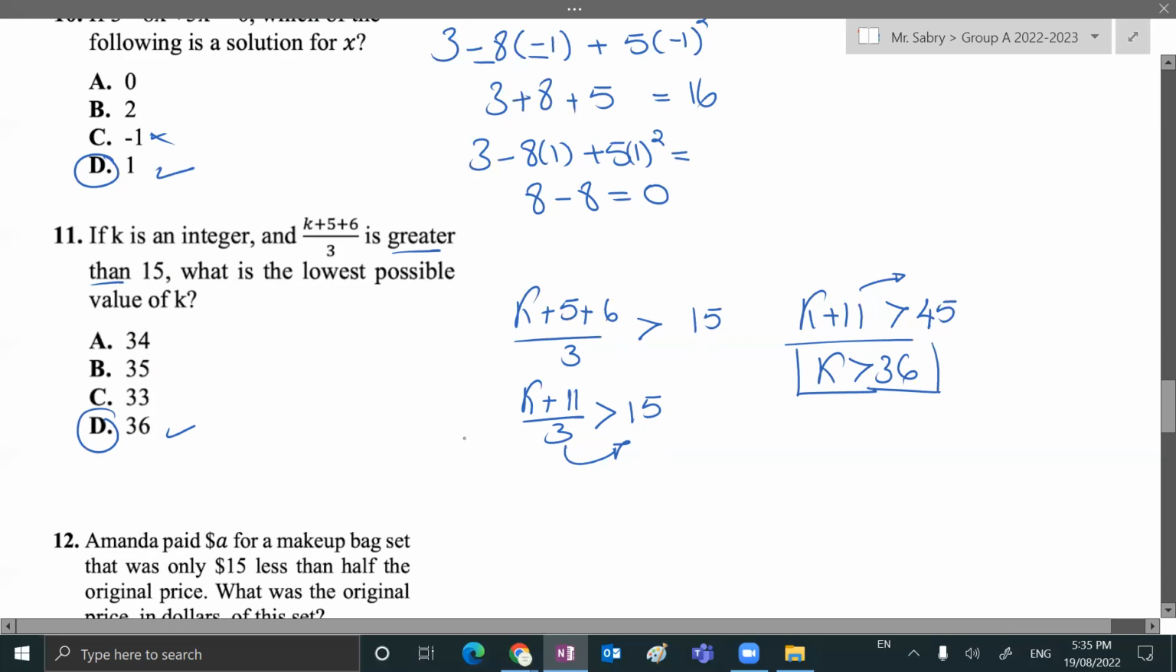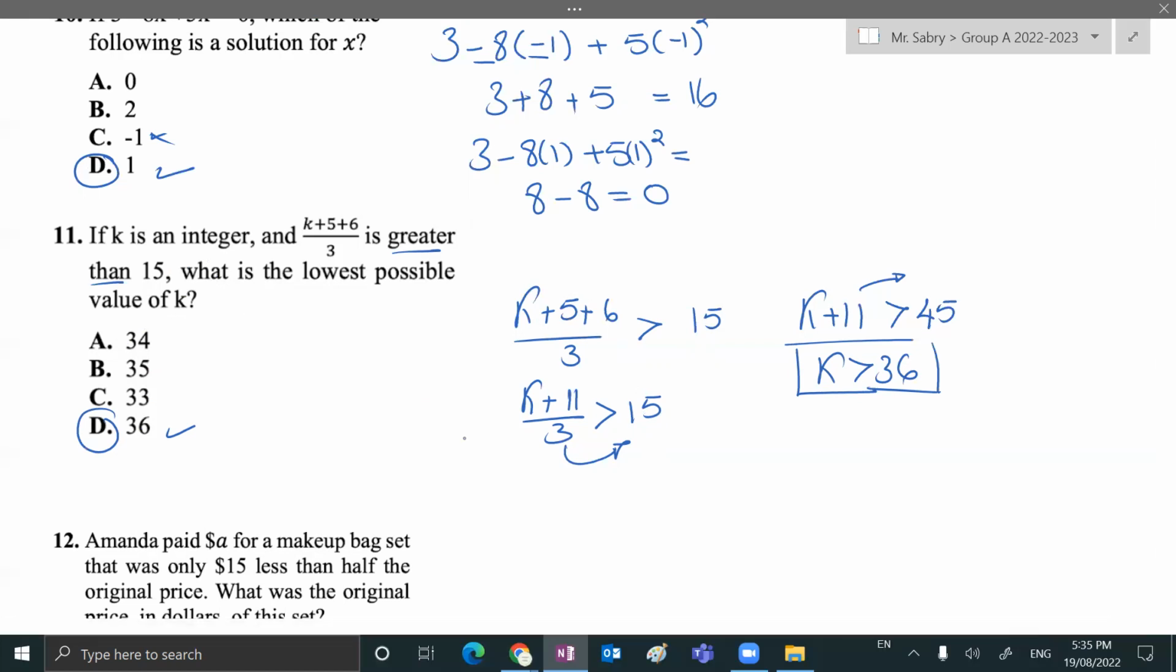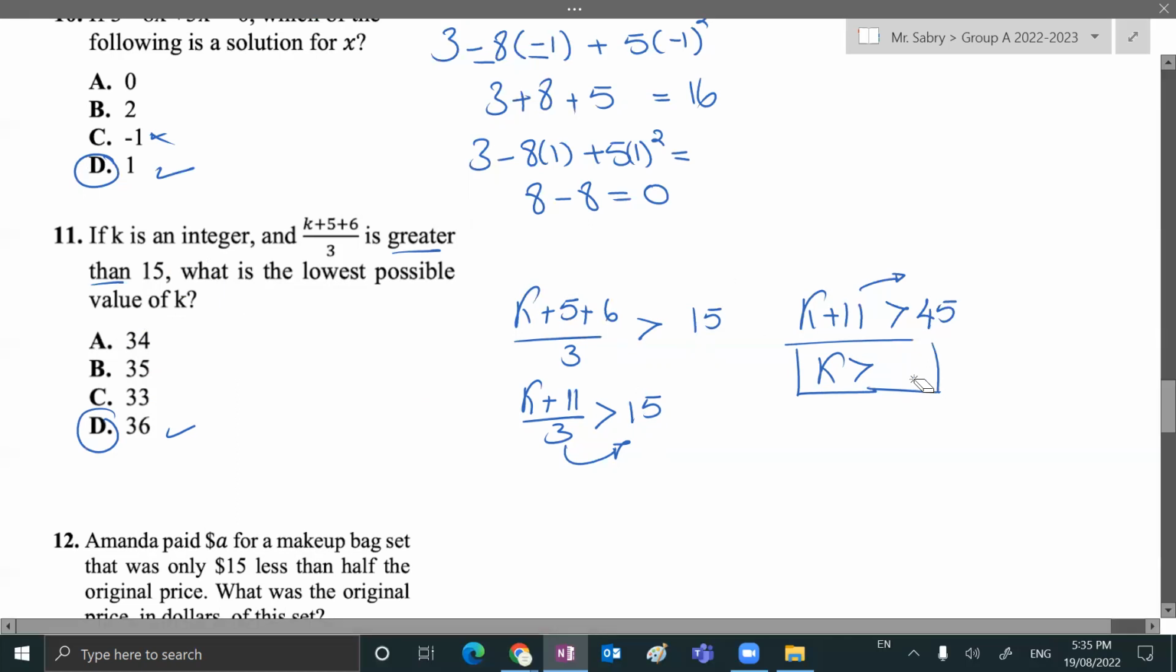Of course. You moved 11 to the other side, so it's 45 minus 11, right? Yep, that's 34. I'm sorry, I made a stupid mistake. Thank you, man. No problem. So you're 100% correct. So K is supposed to be bigger than 34. Now, what's the lowest it could be? It's 35, actually.